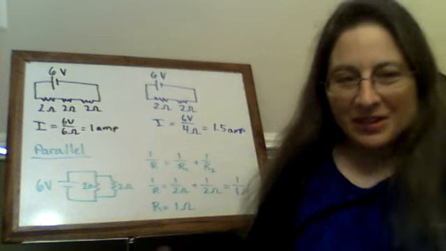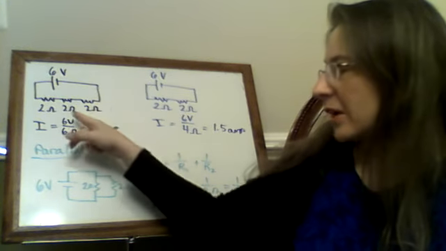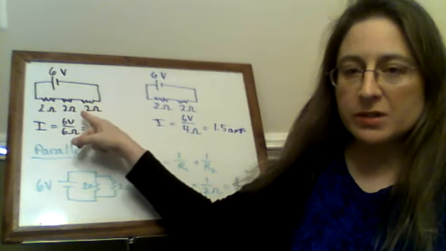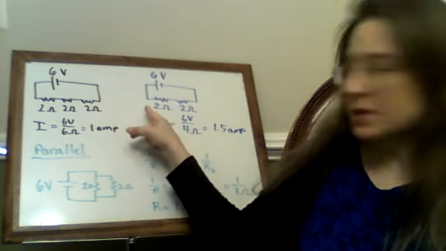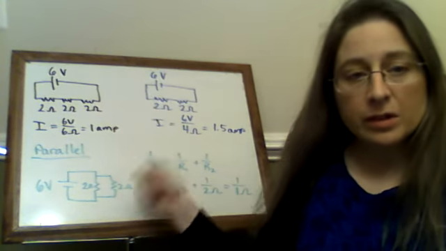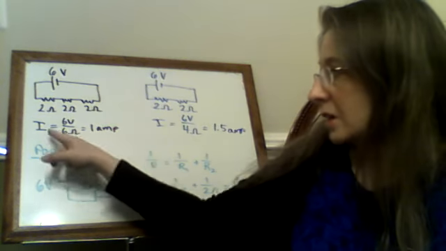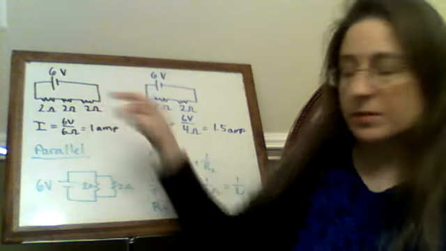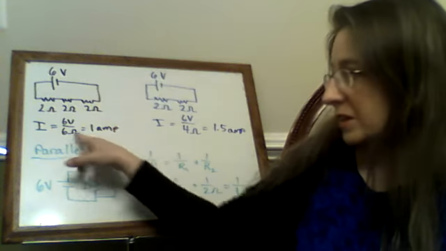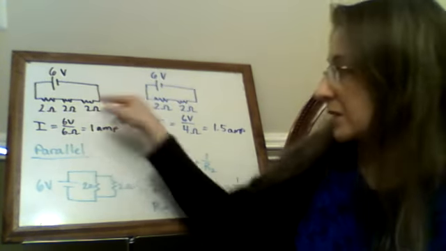Okay, so if we look at that problem, I redrew these 2 circuits. So I have 3 2-ohm resistors in series here and 2 2-ohm resistors in series here. So we can calculate the current for both of those circuits. So if I have 3 2-ohm resistors, my current would be the 6-volt battery divided by the resistors added up, which is 6 ohms. So I find my current to be 1 amp in this black circuit.